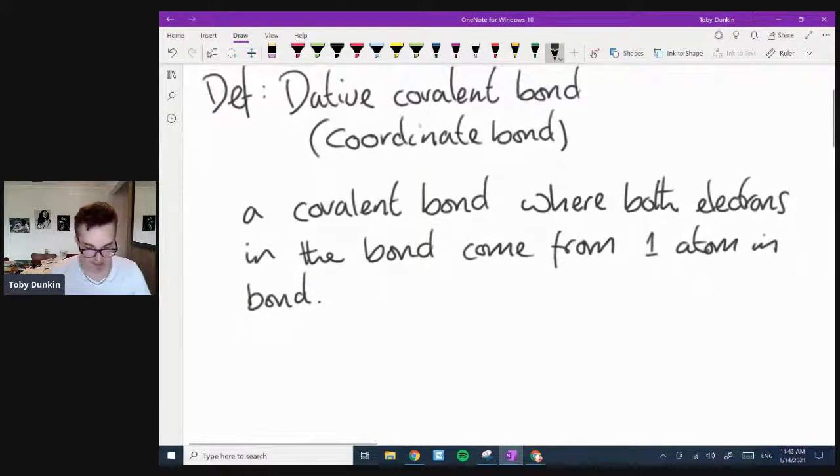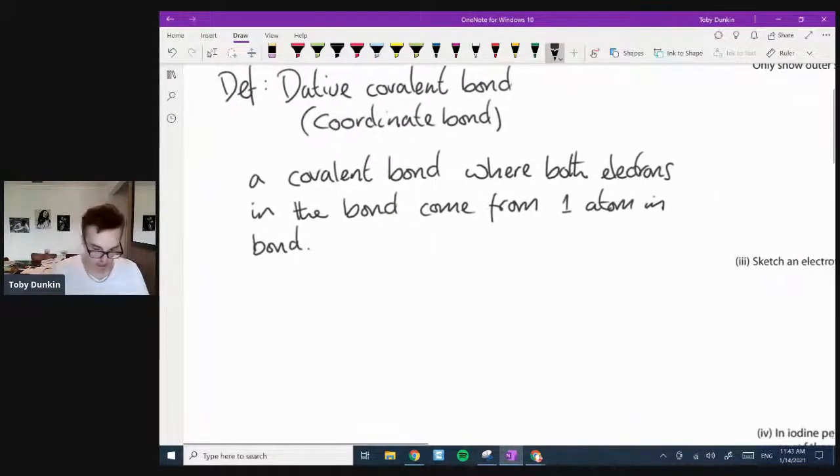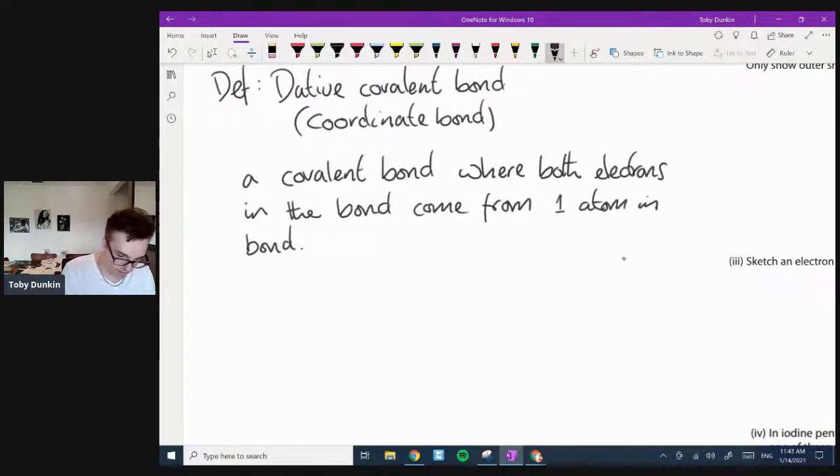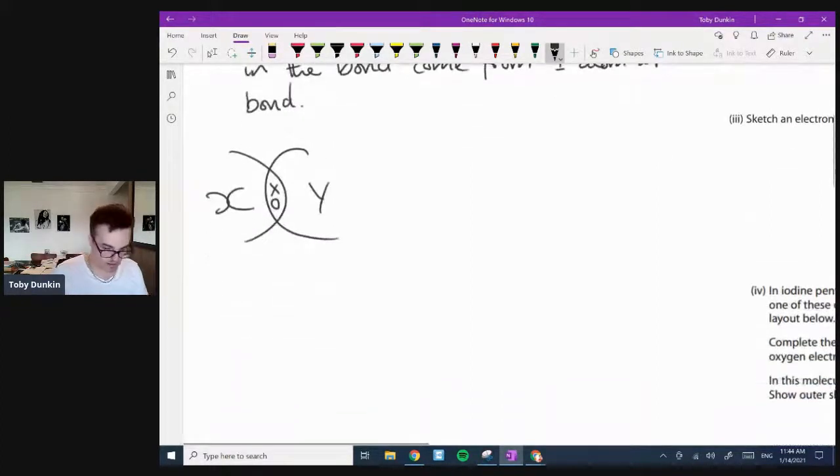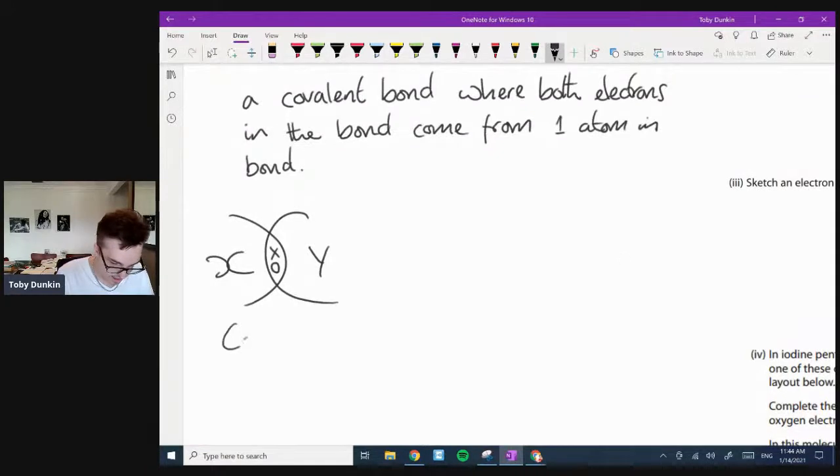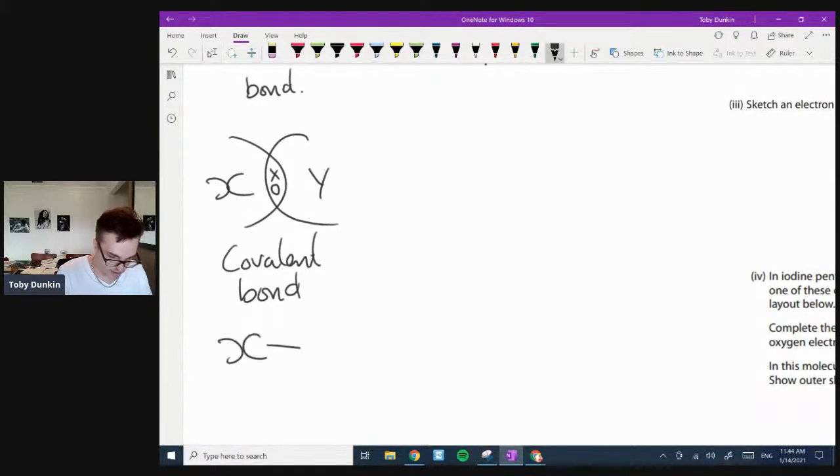I'll explain. I prefer the diagram to the words. So this is a standard covalent bond. I'll do X and Y. Here's a standard covalent bond, and we draw it as a dot and a cross, because the cross and dot represent that each of the electrons came from different atoms. This here is a covalent bond, and it's represented via the stick picture like this.